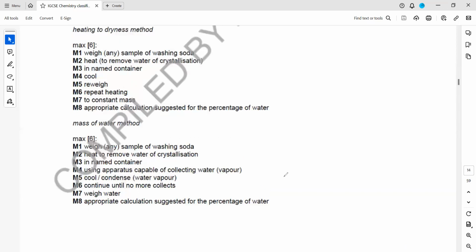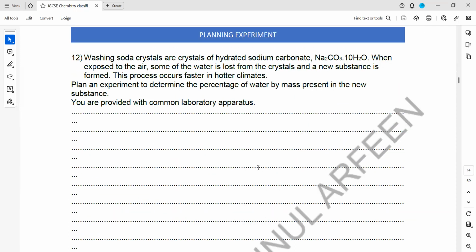Is it clear, this part? Any doubt in this? Yeah, total mass is M1. That's right. Total mass is M1.